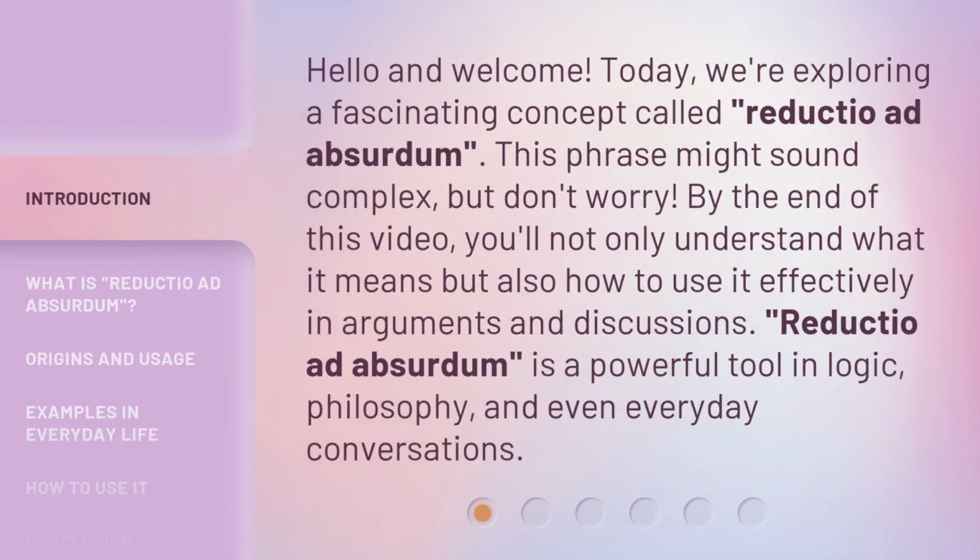Hello and welcome. Today, we're exploring a fascinating concept called Reductio ad Absurdum. This phrase might sound complex, but don't worry. By the end of this video, you'll not only understand what it means but also how to use it effectively in arguments and discussions. Reductio ad Absurdum is a powerful tool in logic, philosophy, and even everyday conversations.